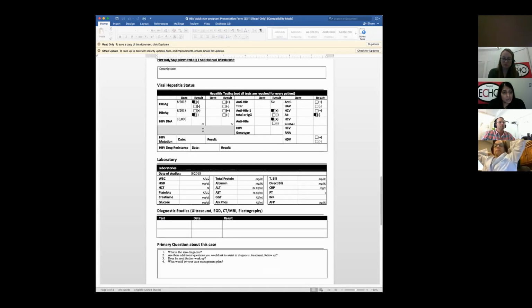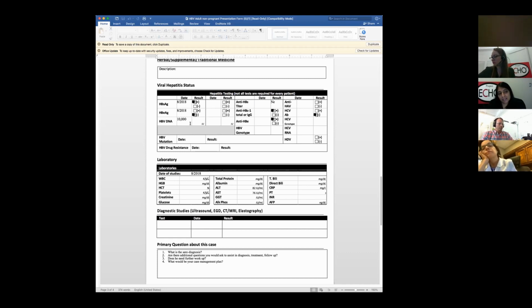So here are the test results. Surface antigen positive, and their core antibody was positive. This should lead us to do some additional testing, which included the e antigen, which was negative. I think e antibody was also checked and that was positive. So this is somebody who has lost e antigen and is e antibody positive. And the Hep B DNA came back as 10,000.